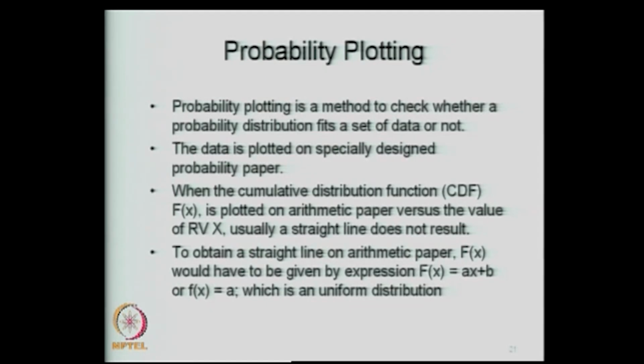So, if F of x has to plot as a straight line on an arithmetic paper, what does it mean? F of x has to be equal to a x plus b. So, if your F of x actually plots as a straight line, then F of x has to be a x plus b, which is a uniform distribution. So, if you have a uniform distribution on the arithmetic paper, it will straight away plot as a straight line, because F of x will be equal to a x plus b.